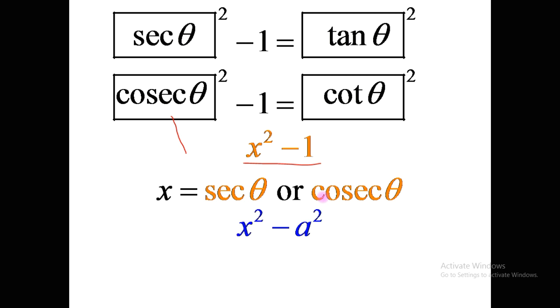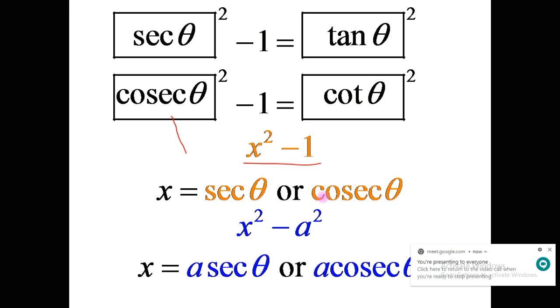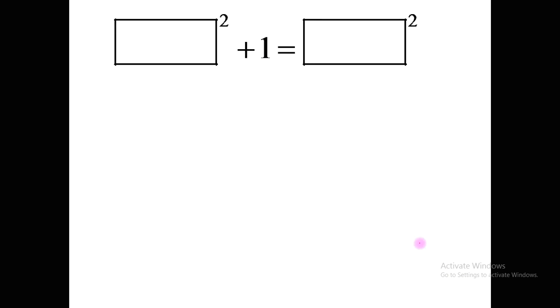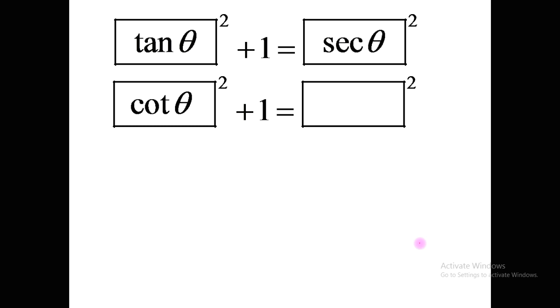What should be the substitution? If it is x square minus a square, what should be x? The x should be a sec theta or a cosec theta. Now this one, first box square plus 1 is equal to second box square. In this, I think tan theta should be placed in the first box, because tan square theta plus 1 is equal to sec square theta. Similarly, some might write cot square theta plus 1 is equal to cosec square theta.